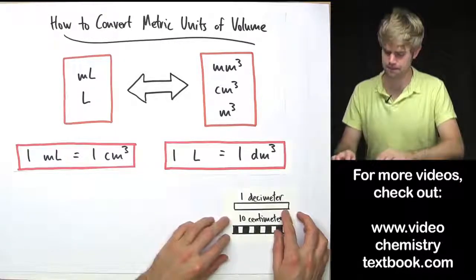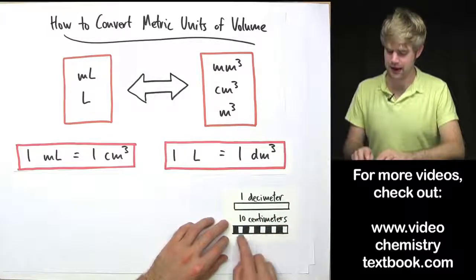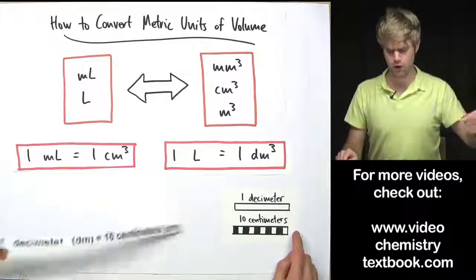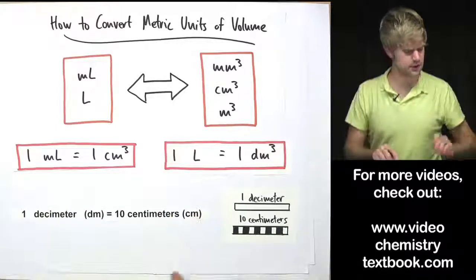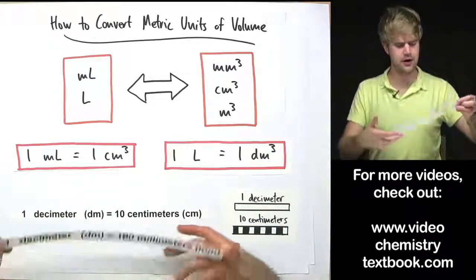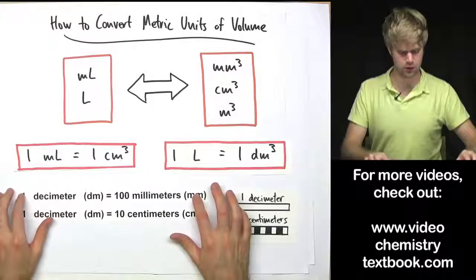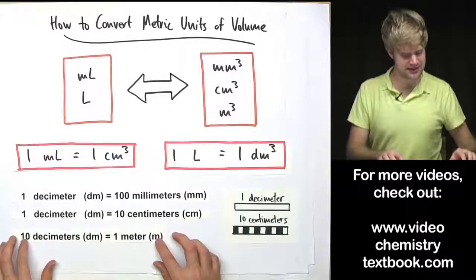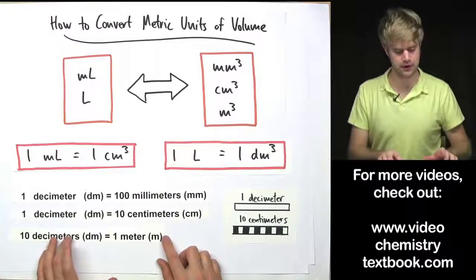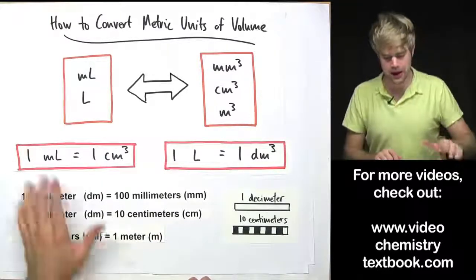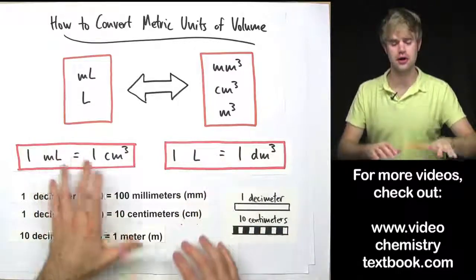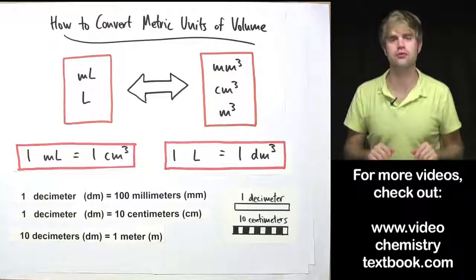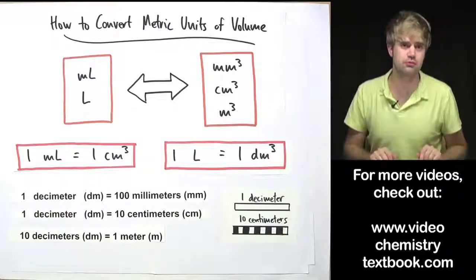Now, I'm guessing that you have never even heard of a decimeter before, so here's what one looks like. Here's 1 decimeter, and it equals 10 centimeters. So, we can write out this equivalence here. We can also say that 1 decimeter equals 100 millimeters, and we can say that 10 decimeters when put together equals a meter. Any of these relationships here can be used to build conversion factors. So let's use this information to do a few example problems.